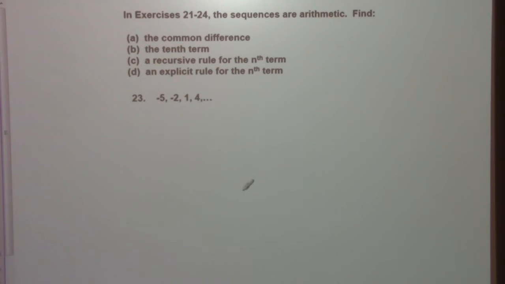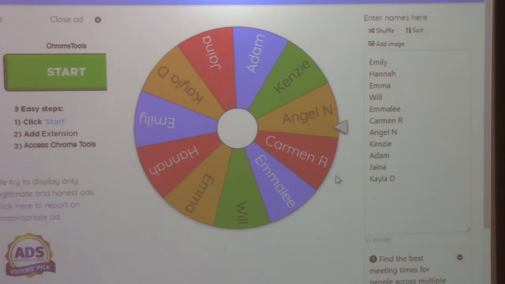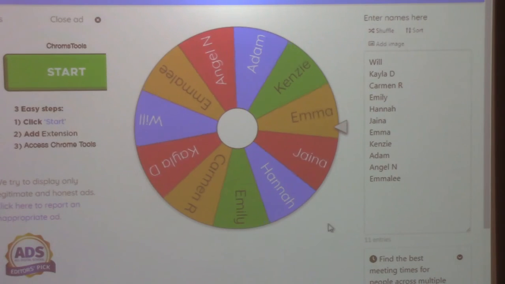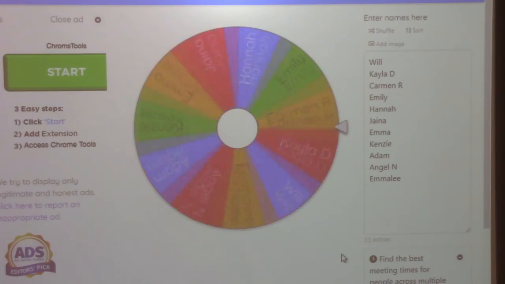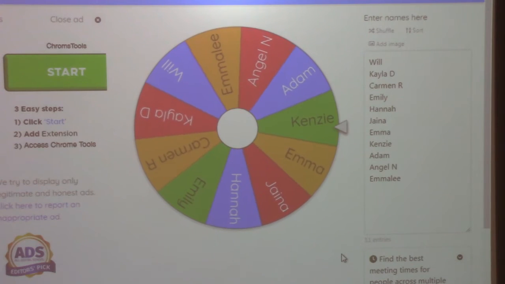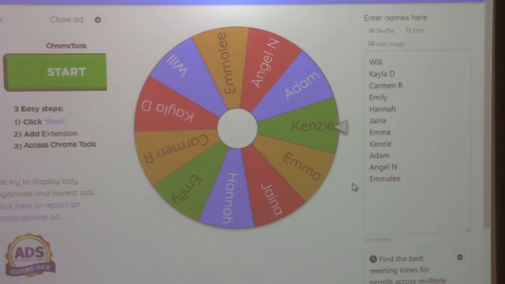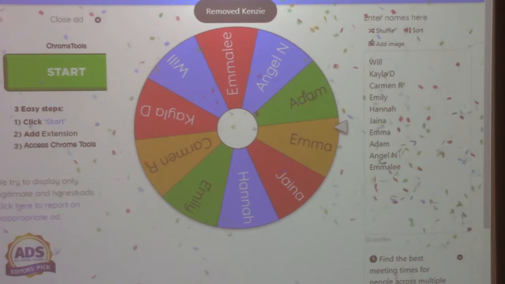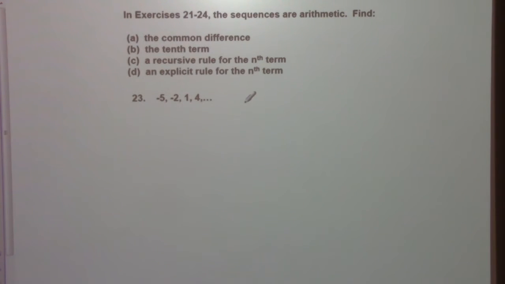Let's go to number 23. Oh, 23, that's yours, Kenzie. For A, we got d equals 3. So I'm going to put down for A, d is equal to 3. And then for the formula, we had a sub n equals -5 plus 3, parentheses, n minus 1.